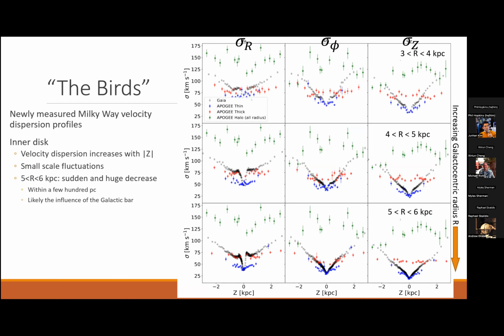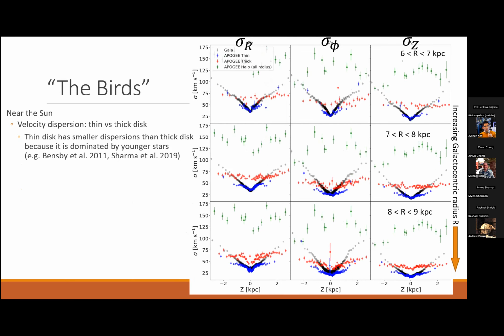In the inner disk, as shown here, the velocity dispersion increases with z, regardless of population. However, there are also some small-scale fluctuations in velocity dispersion. Well, within two particular Galactocentric radius bands, we saw a huge and sudden decrease in velocity dispersion in the R direction. And it only happens within a few hundred parsecs. And this is likely due to the influence of the galactic bar.